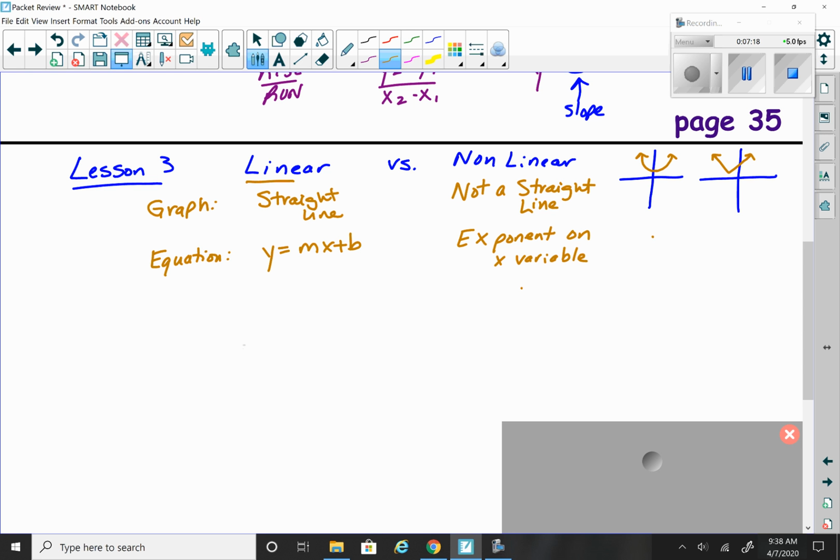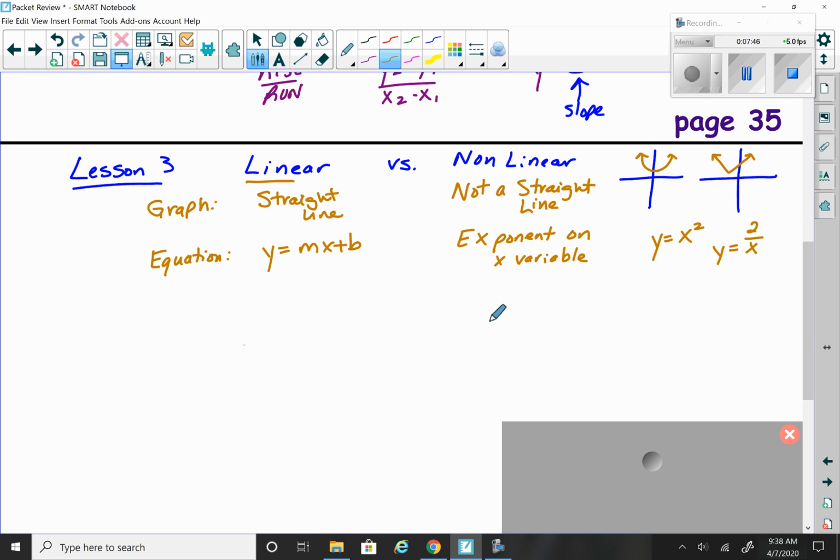So here's a couple examples, like y equals x squared. Again, that would look like a U-shaped parabola. That wouldn't be straight. Or another example would be if I had y equals, let's say, 2 over x. Remember, to take that out of the denominator, we take the reciprocal, so that'd be x to the negative 1. So that would have an exponent on my x variable. So those are both examples of equations that are not linear.